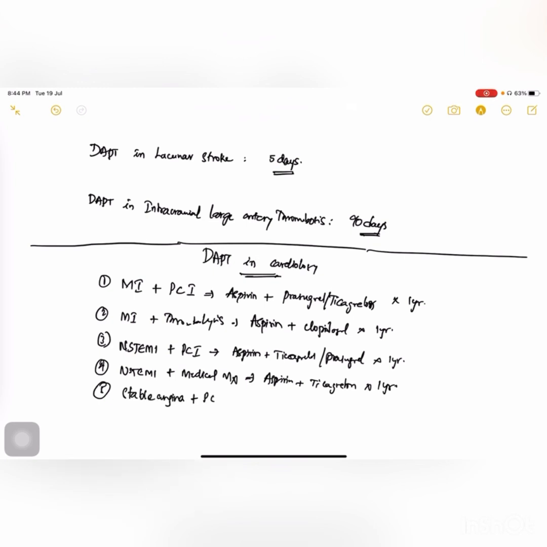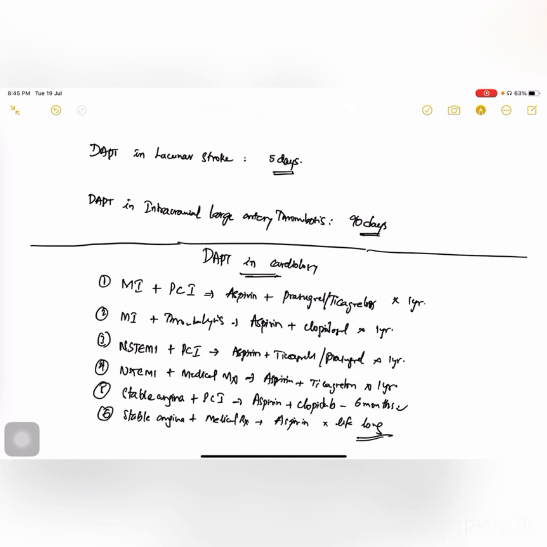Now, the other patient has stable angina, and this patient has undergone PCI, percutaneous coronary intervention. For this patient, we prescribe aspirin plus clopidogrel for 6 months duration. The other patient has stable angina and is well treated with medical therapy. This patient requires aspirin lifelong.